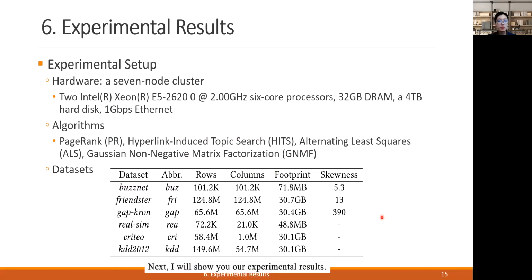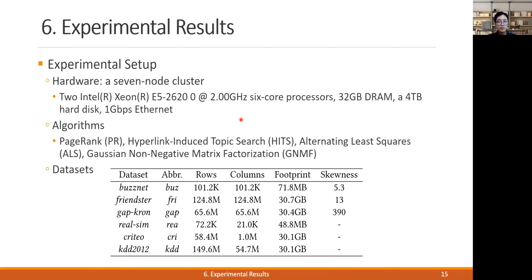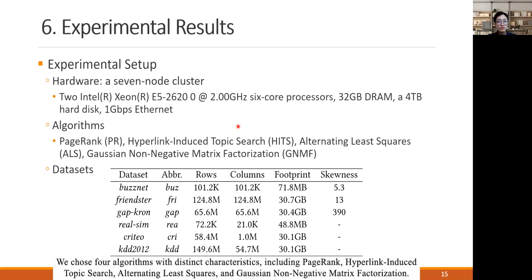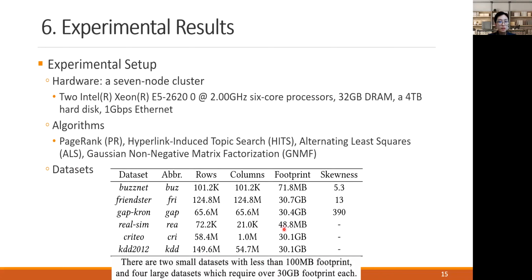Next, I will show you our experimental results. Here is our experimental setup. We conducted experiments on a 7-node cluster. Each node has two 6-core processors, 32 GB DRAM, a 4 TB hard disk, and 1 gigabit per second Ethernet. We chose 4 algorithms with distinct characteristics, including PageRank, hyperlink-induced topic search, alternating least squares, and Gaussian non-negative matrix factorization. And in our experiments, we used 6 datasets as listed in this table. There are 2 small datasets with less than 100 MB footprints, and 4 large datasets which require over 30 GB footprint each.